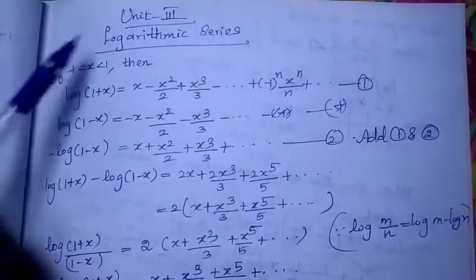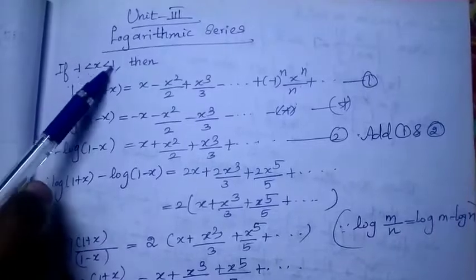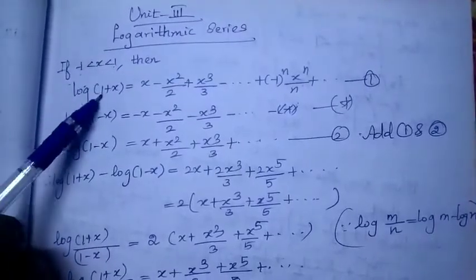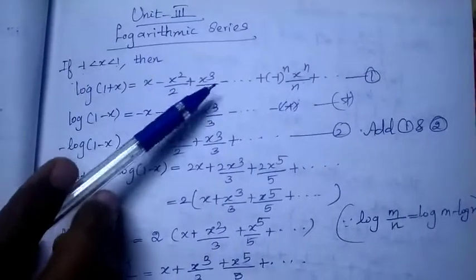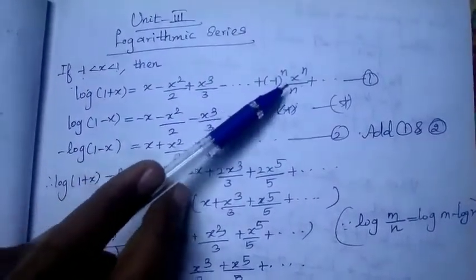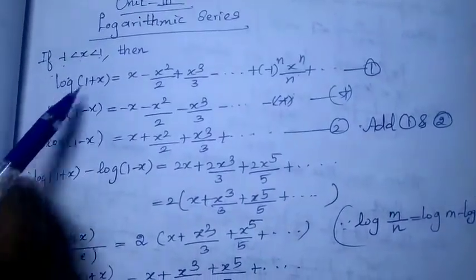We are going to see the problems on logarithmic series. If x lies between minus 1 and plus 1, then log of 1 plus x equals x minus x square by 2 plus x cube by 3 minus etc. plus minus 1 the whole power n x power n by n. So this is the formula of log of 1 plus x.